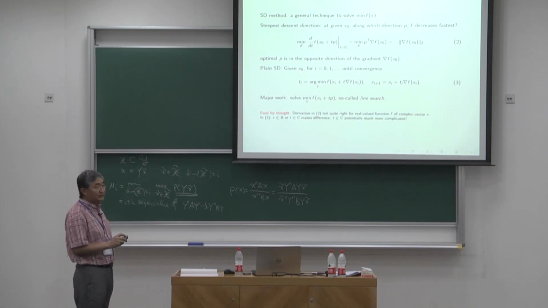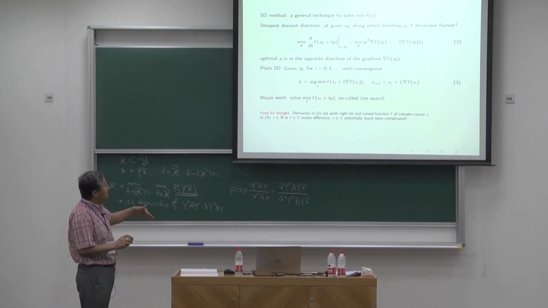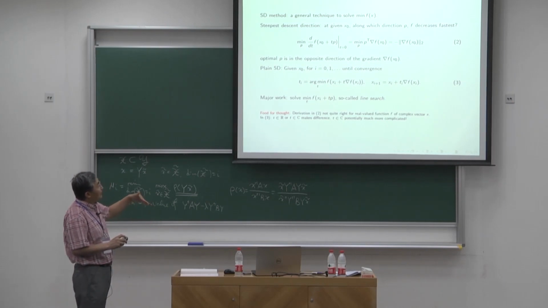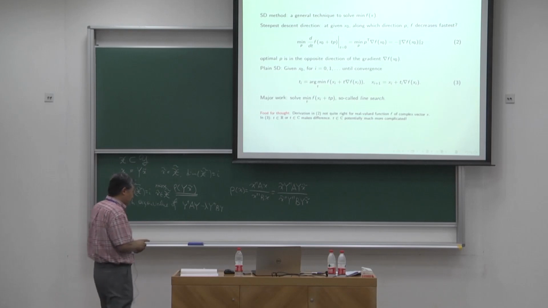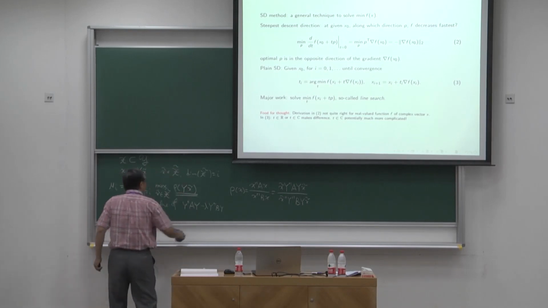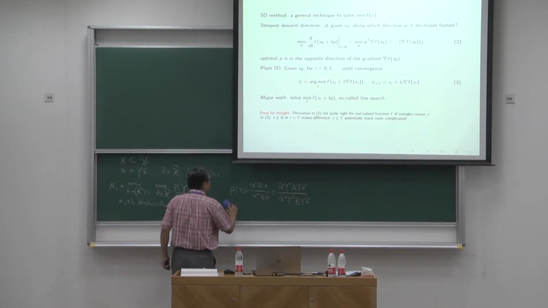This property gives you a plan, the steepest descent method. You pick x0 as the initial point, and at each xi you look for the best t, how far you go, and then you have the next approximation x_{i+1}, and keep on so on and so forth.